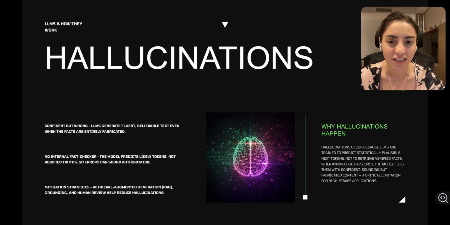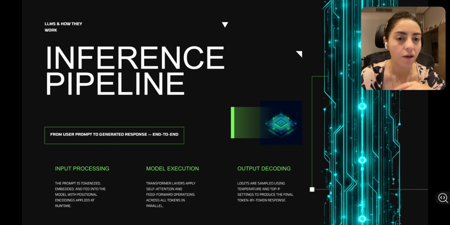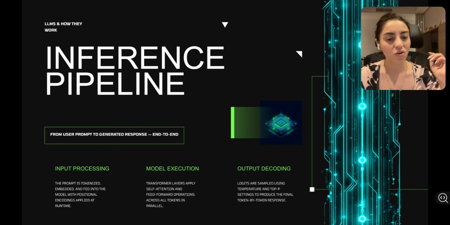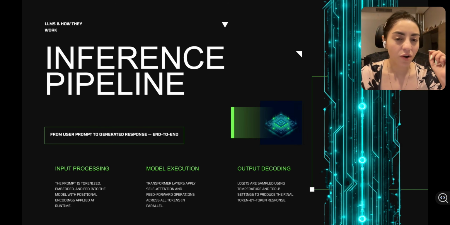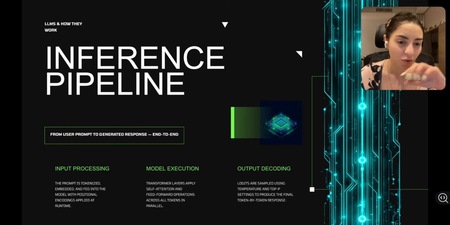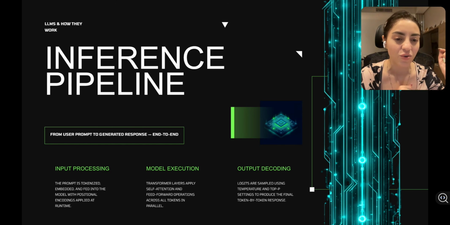What actually happens after you type a prompt and press enter? This process is called inference. Your prompt is tokenized. We already talked about tokens, but let's go on with the same token topic. Those tokens become numerical representations and they are processed through the transformer layers. Self-attention helps the model understand relationships across the context.